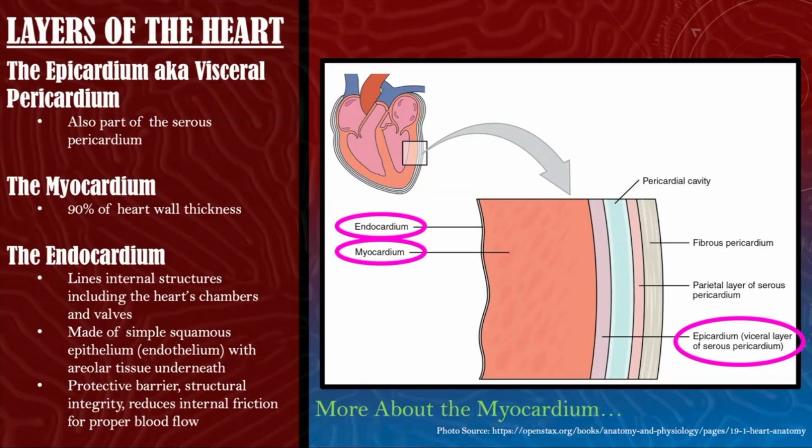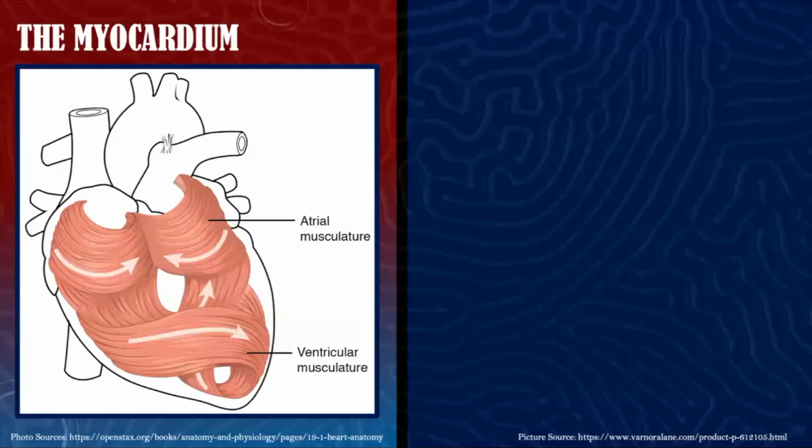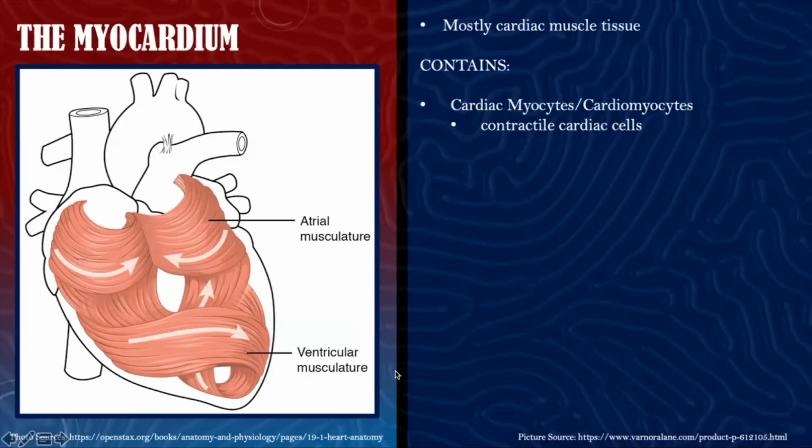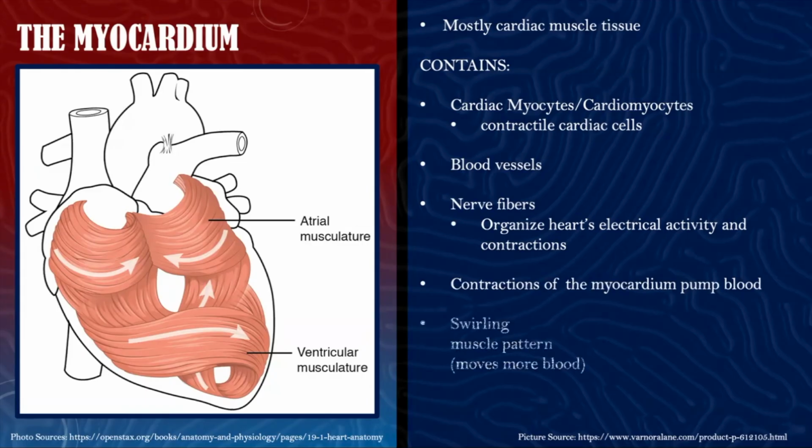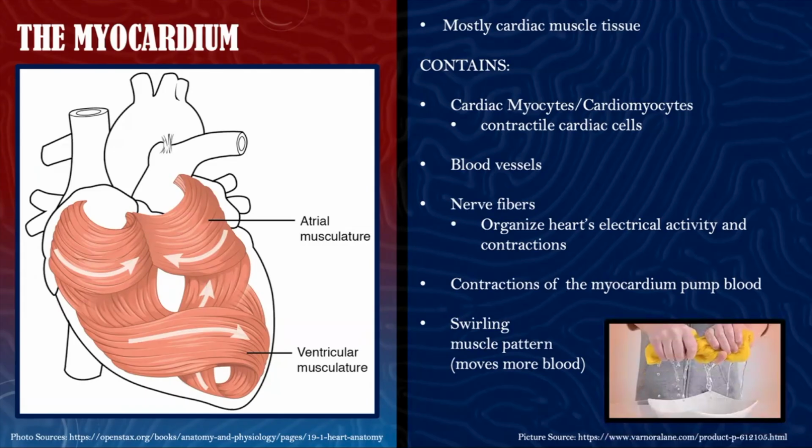As promised, let's talk more about the myocardium. So you can see the muscular structure here. It's made up mostly of cardiac muscle tissue and contains cardiac myocytes, also called cardiomyocytes, which are the contractile cardiac cells. And it also has blood vessels and nerve fibers, which organize the heart's electrical activity and contractions. And the contractions of this myocardium are actually what pump blood through the heart. And you can see this swirling muscle pattern, which helps move blood more effectively. You can think of the analogy of squeezing a towel, twisting it to get more fluid out.